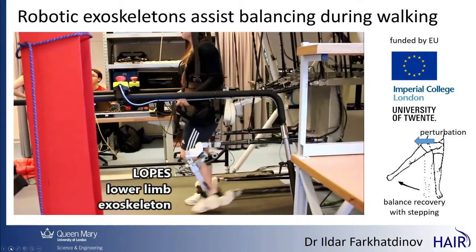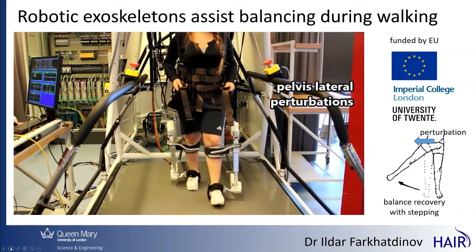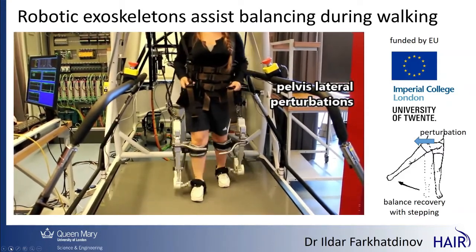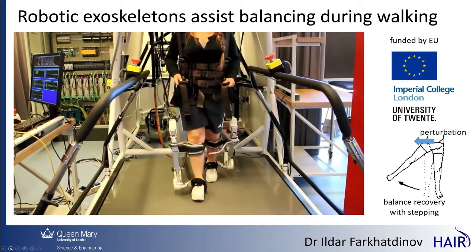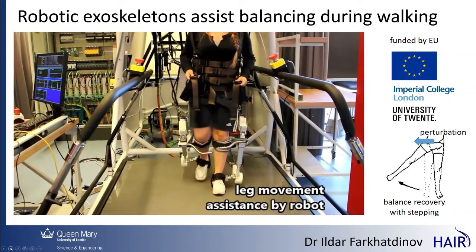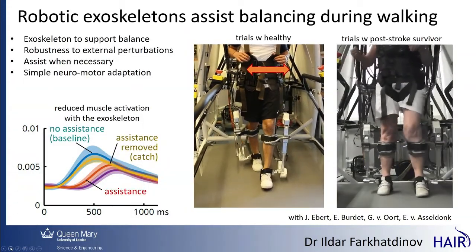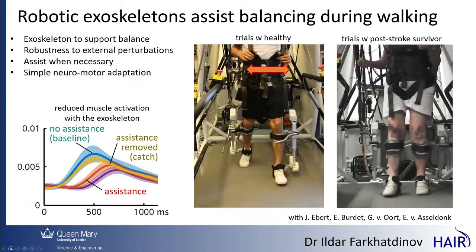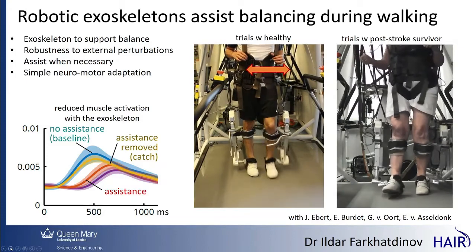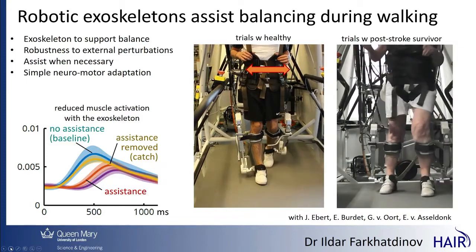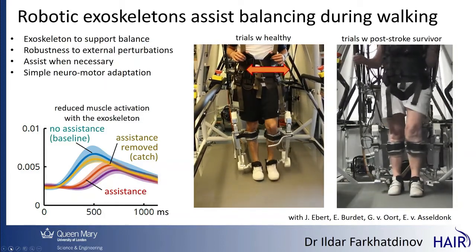Together with colleagues from Imperial College London and the University of Twente, we have explored how exoskeletons can assist balancing during walking. We have studied the effects of robotic assistance for balance recovery after pelvis perturbation. We have validated our balance assistive controllers with healthy and post-stroke participants. We demonstrated that simple assistive control for hip abduction after a perturbation improves stability, reduces required effort, and prevents falling.